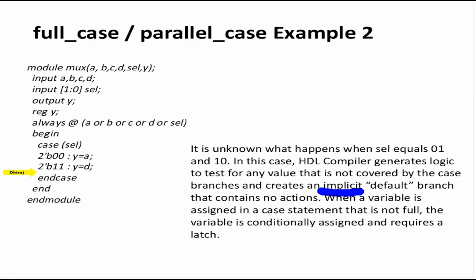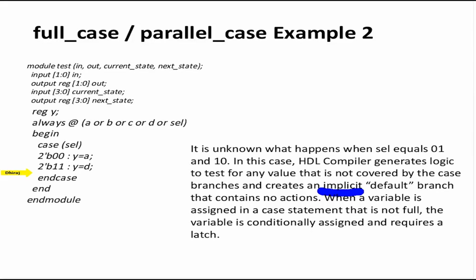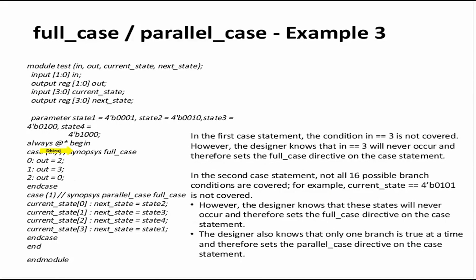Or, in some cases the designer knows that okay, select cannot ever take the value of 0 1 and 1 0. Now select is an input here. What if the designer knows that select will never take 0 1 or 1 0 and he is a bit lazy, he doesn't write default here but writes a full case directive here. By telling Synopsys DC that okay, I have written full case here, it will assume it's full and it will not infer latches. This is the case here. So here we see that Synopsys full case is used here for the first case.